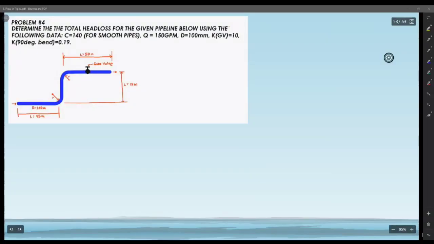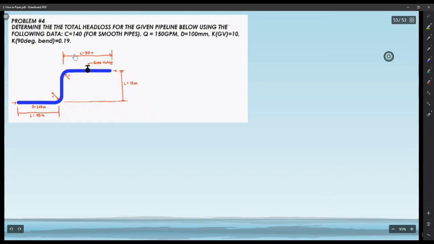Okay guys, so let's proceed with the fourth problem. Determine the total head loss for the given pipeline below using the following data. We have the Hazen-Williams coefficient C equals 140, so this is for smooth pipes. Q, the flow rate, is given as 150 gallons per minute or 150 GPM, and the diameter of the pipe is equal to 100 mm.